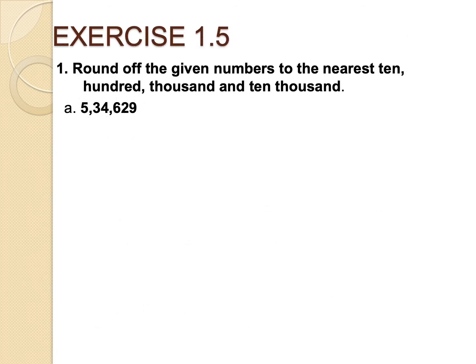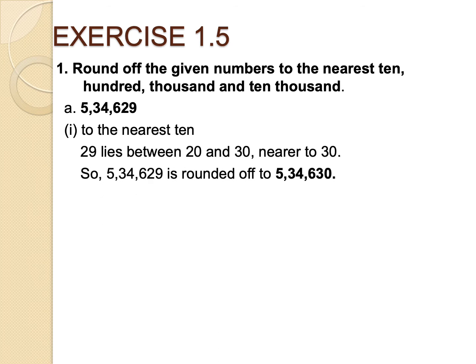Now let us start exercise 1.5. Question number 1. Round off the given numbers to the nearest 10, 100, 1000 and 10,000. A. The number is 5,34,629. When we round off to nearest 10, we have to see the last two digits, that is 29. 29 lies between 20 and 30 and it is nearer to 30. So, 29 will be rounded off to 30.